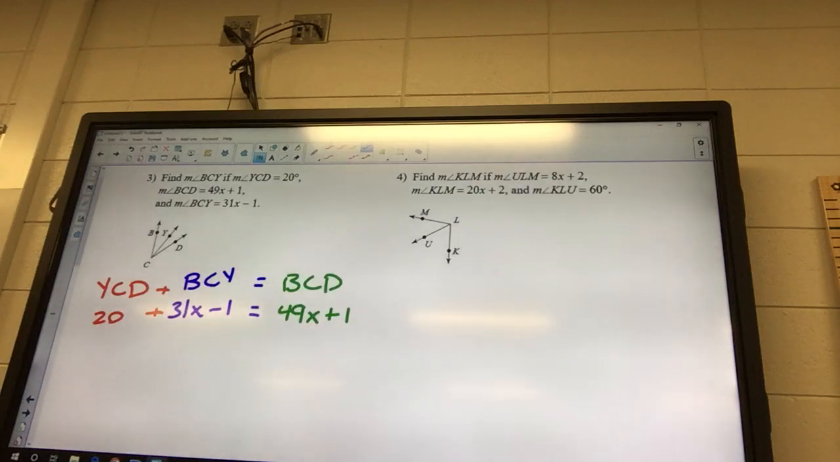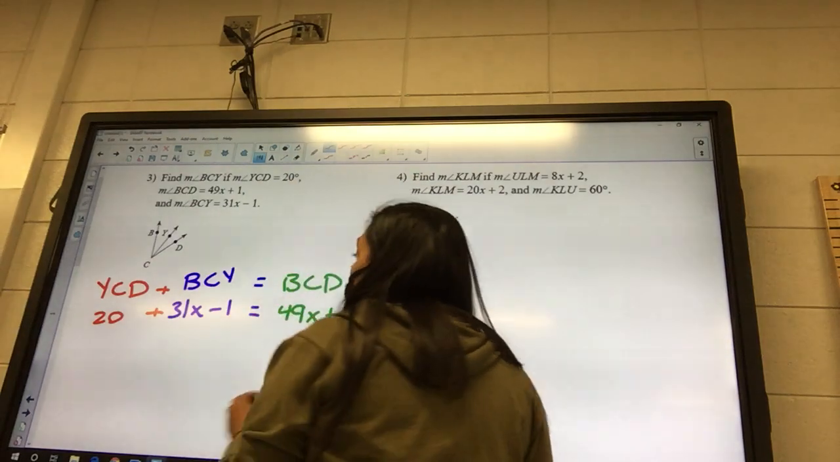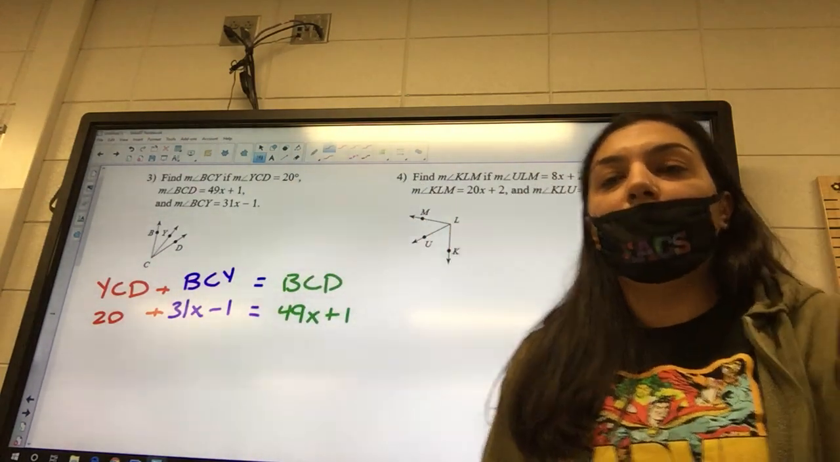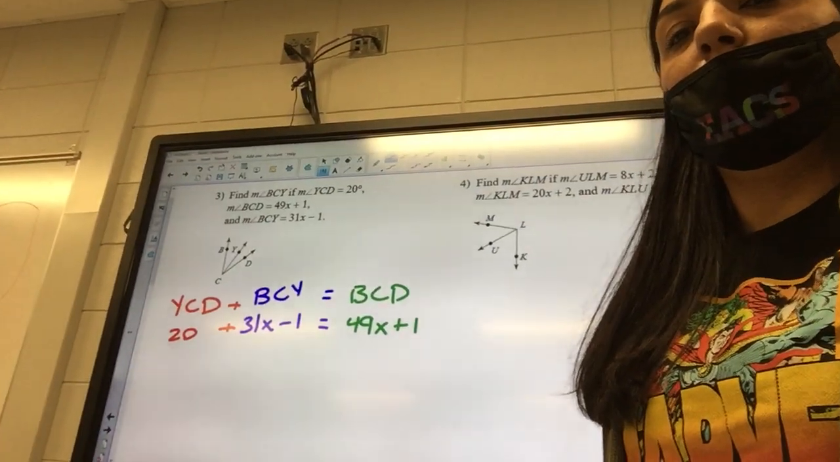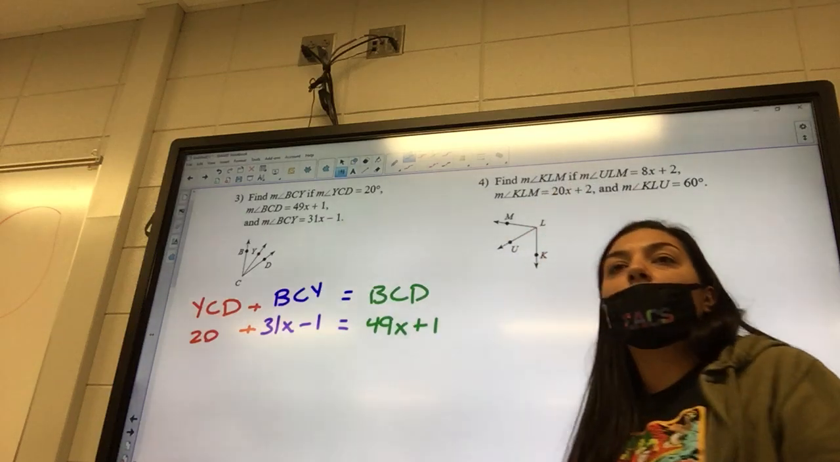Is that the same side, opposite side, or just the degrees? It's opposite sides, but we can still combine the x's. So our first step is combining like terms. On the left, I got 20 plus 31x minus 1. What can we put together?